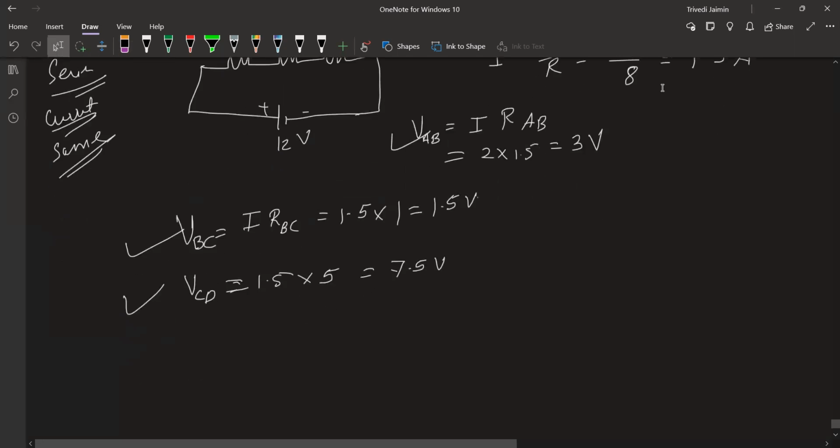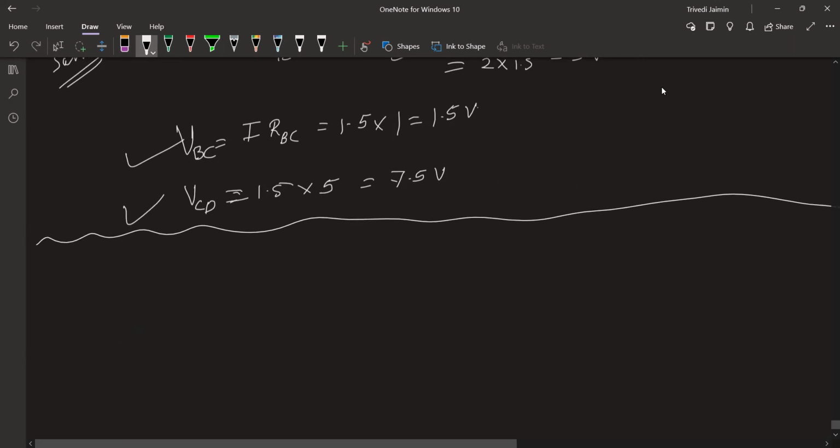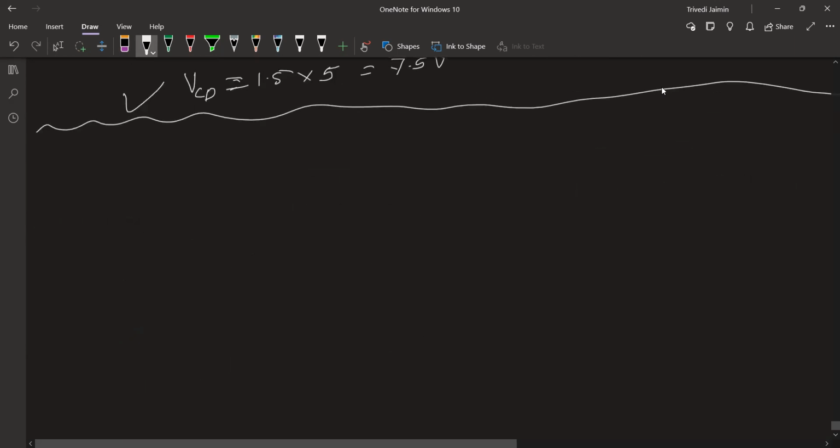Okay, I'm going to show you one simpler way of finding voltage. But before that, let me see the resistance of two conductors. This is a good question. First try this one, then I'll show you some other rule.